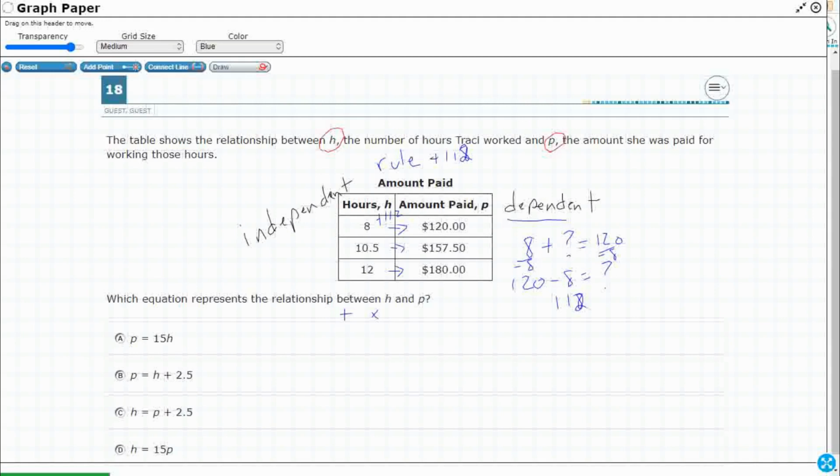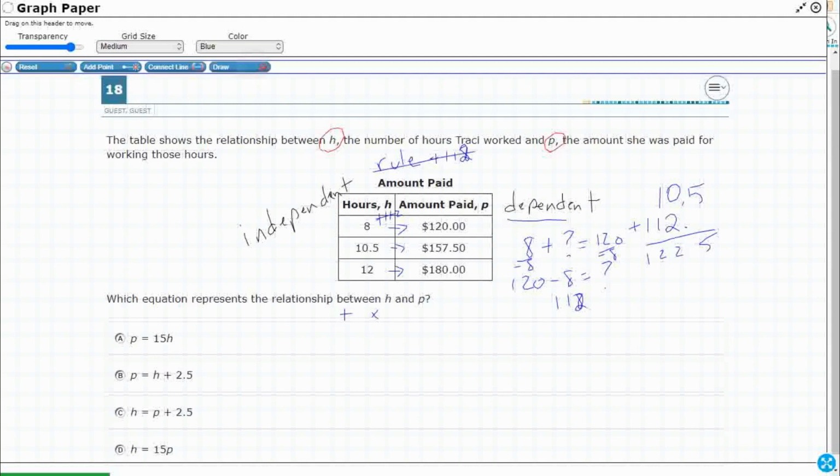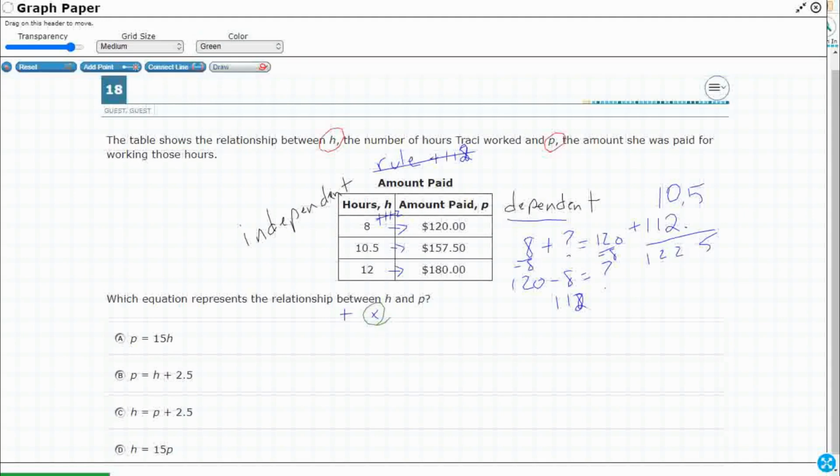So the question is, does 10.5 plus 112 work? When I do that, I need to make sure I put a decimal after the 112, line it up, right? So that's going to be 122.50. Yeah, I didn't think it was going to work, but we had to try. So if we are not going to add, we are going to multiply. So let's try that same thing.